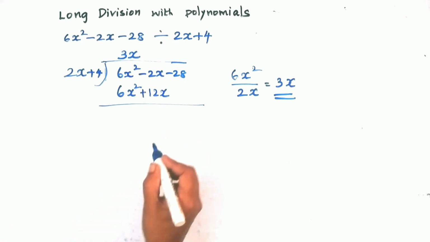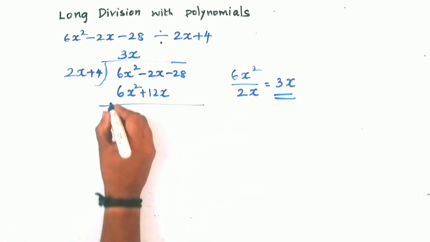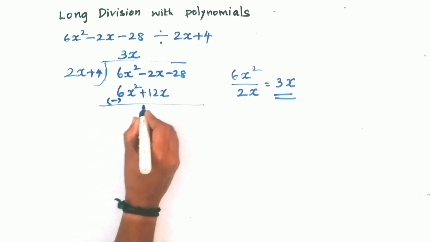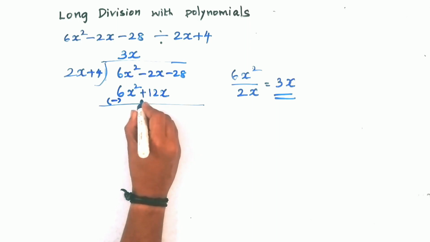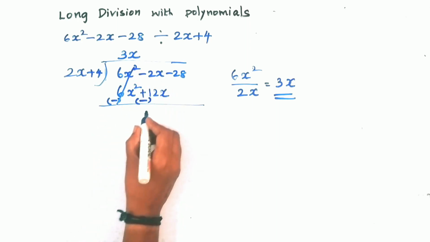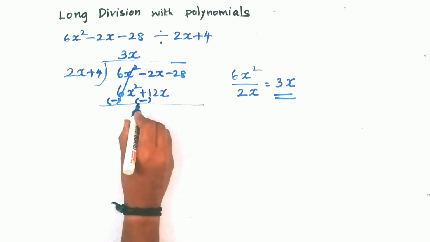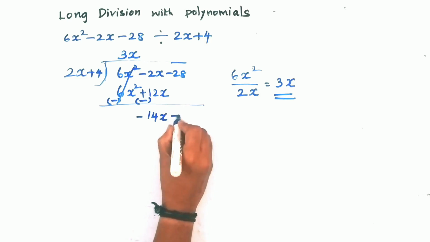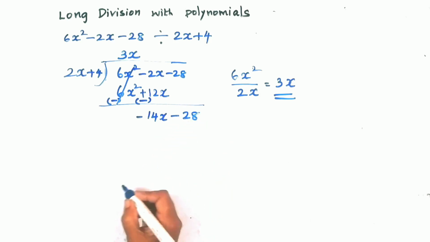We all know that in division we have to change the sign. Here plus 6x² becomes minus 6x². Here plus 12x becomes minus 12x. We have to cancel this. After this, minus 2x and minus 12x becomes minus 14x minus 28.